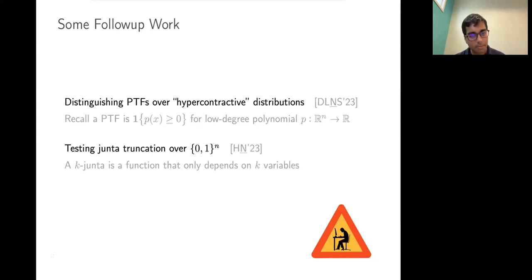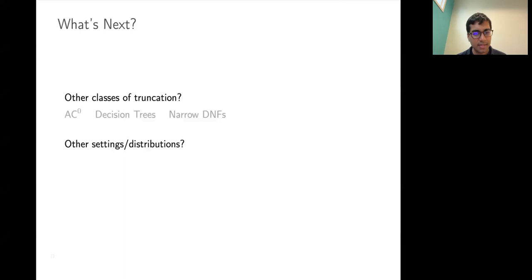And in another paper I've been working on, we consider the problem of testing junta truncation over the Boolean hypercube. So a junta is just a function that depends on a small number of variables. Again, a very natural and very well-studied class of functions. So there's been some follow-up work. And something that I would really like to see is if people think about testing distribution truncation for other classes, either classes which people in computer science care about, or other distributions coming from probability and geometry.